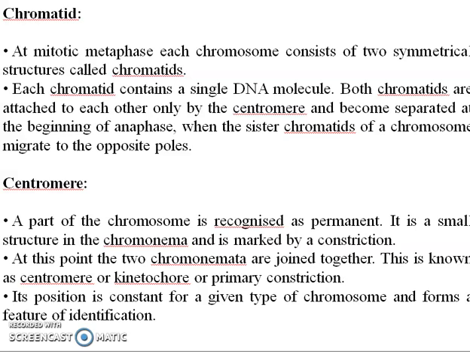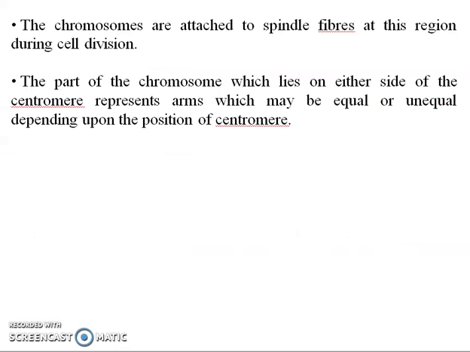We have 46 chromosomes, and in each chromosome the kinetochore is in a different place. That's why we can identify which is the first chromosome, which is the second, and which is the 46th. We are able to identify them only with the help of the centromere, because its position changes from chromosome to chromosome. The chromosomes are attached to spindle fibers at this region during cell division. You already know that the centromere is the place where the chromosomes attach to the spindle fiber.